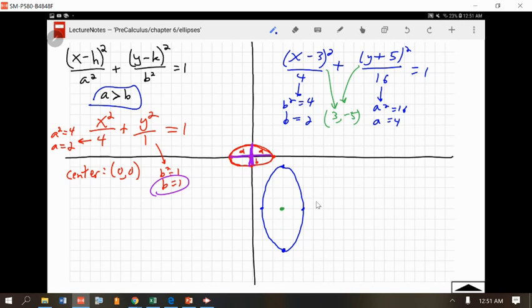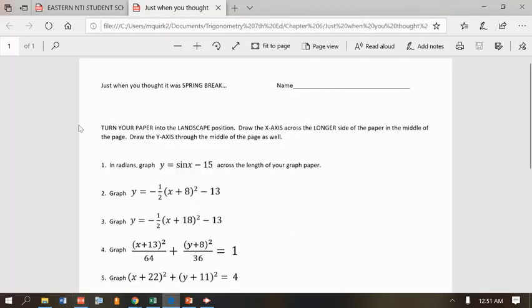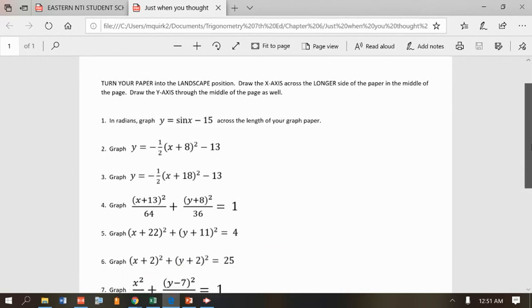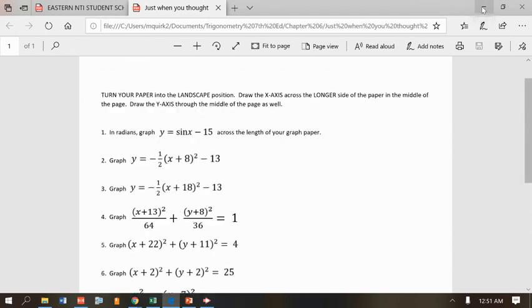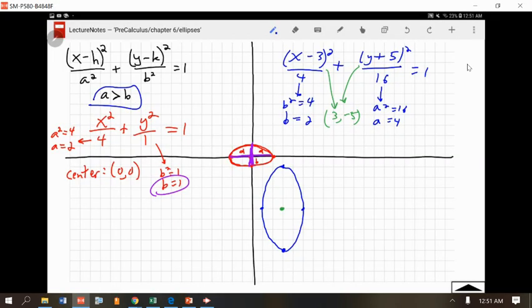So this bunnies activity, where's the bunnies? Here's the bunnies. You have a bunch of ellipses and some circles, and then a couple parabolas and the sine curve. But maybe you were confused on how to graph all these ellipses. Most of them were ellipses. So hopefully this helps you remember.